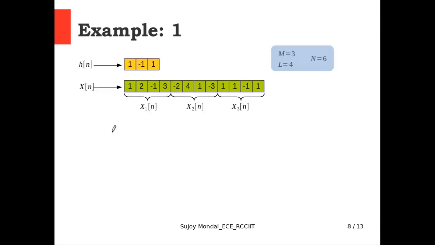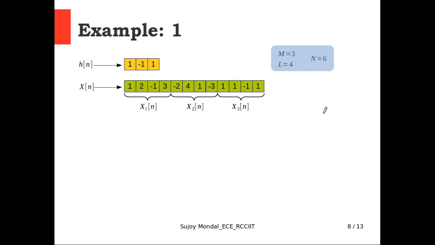Now come to the example. Say h(n) is a finite impulse response filter which has three samples, that is M equals 3, and x(n) is a long input data sequence which has a total of 12 samples at the input. Fine. So now we are dividing this signal into three parts. Individual parts contain L number of samples, that is 4 samples.